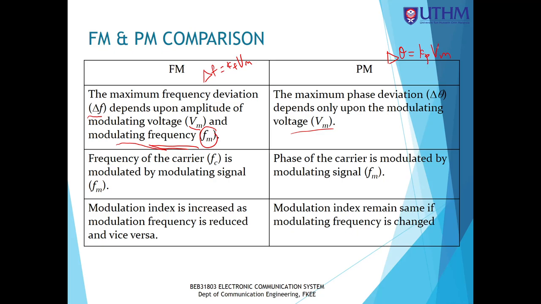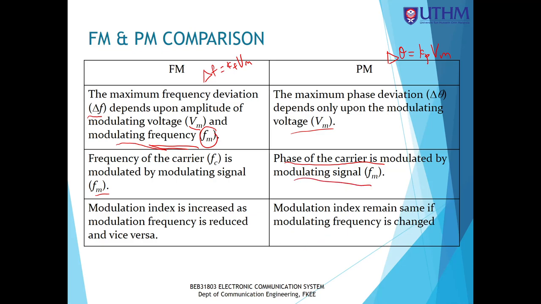And you see that the frequency of the carrier is modulated by the signal in FM. And then the phase of the carrier is modulated by the modulating signal. So this is the difference in terms of carrier and phase. Perbezaan dari segi carrier dan juga frequency dan juga fasa. In FM, the carrier frequency changes. In PM, the phase of the carrier changes according to the input signal.